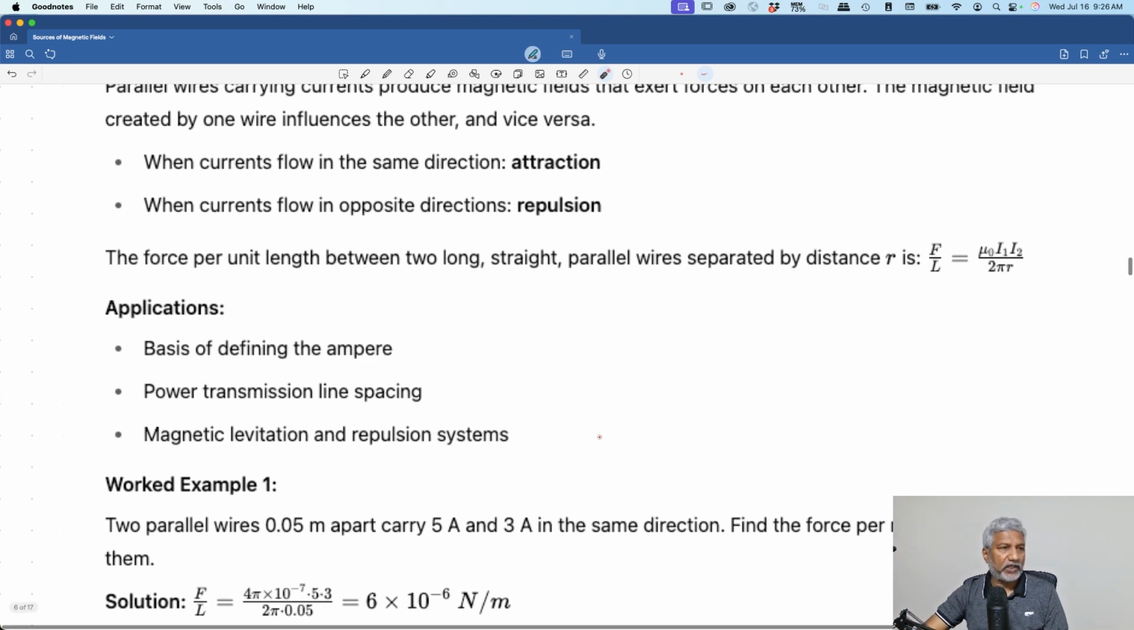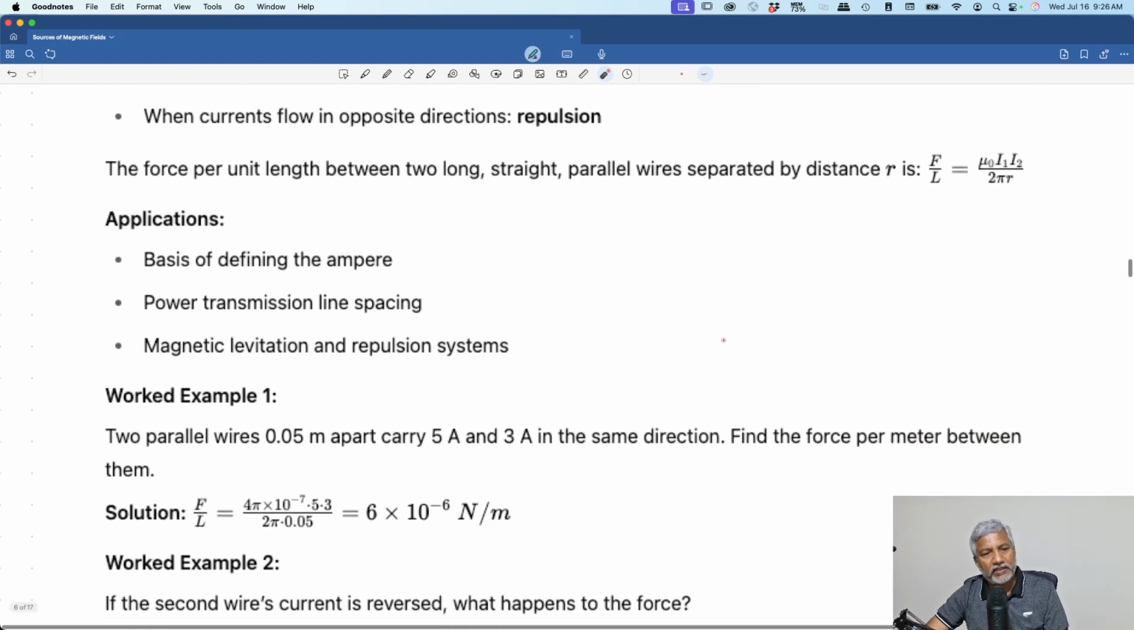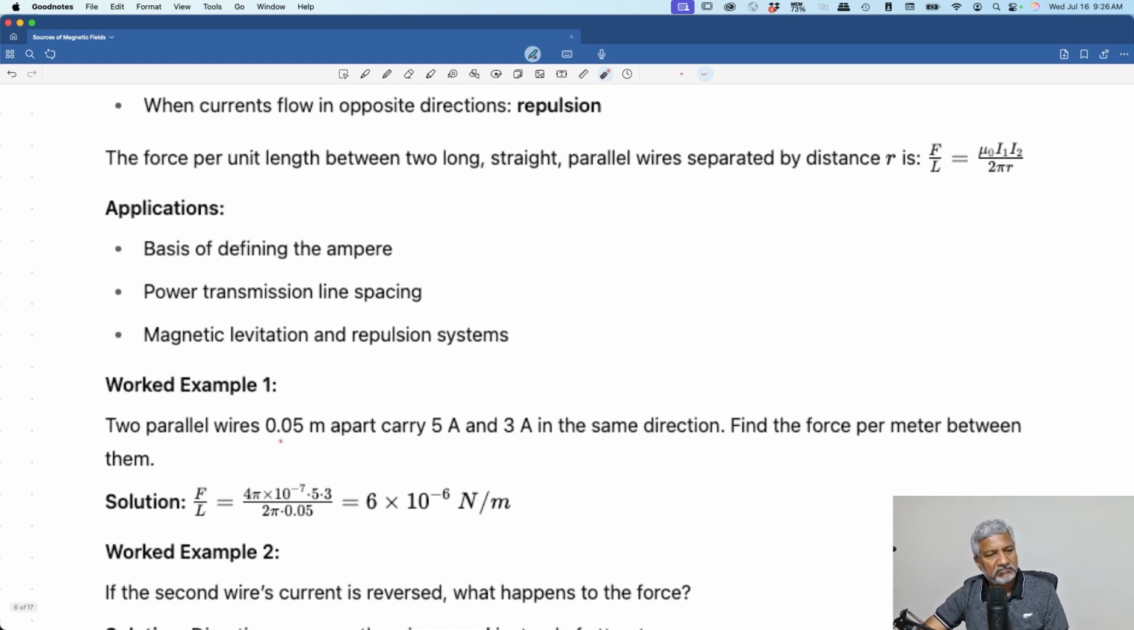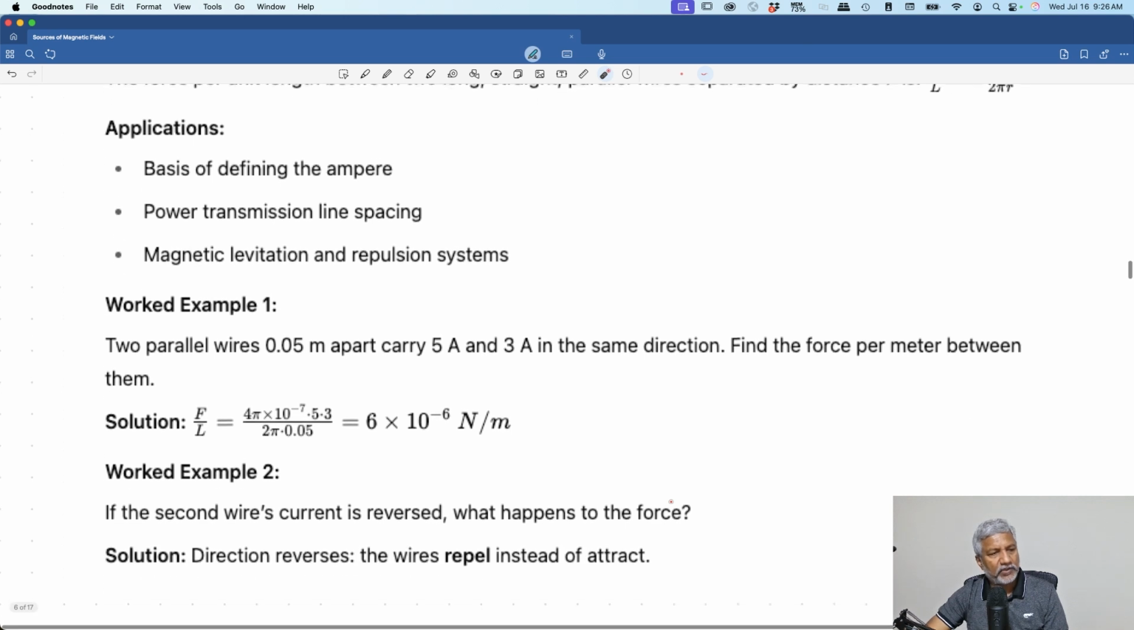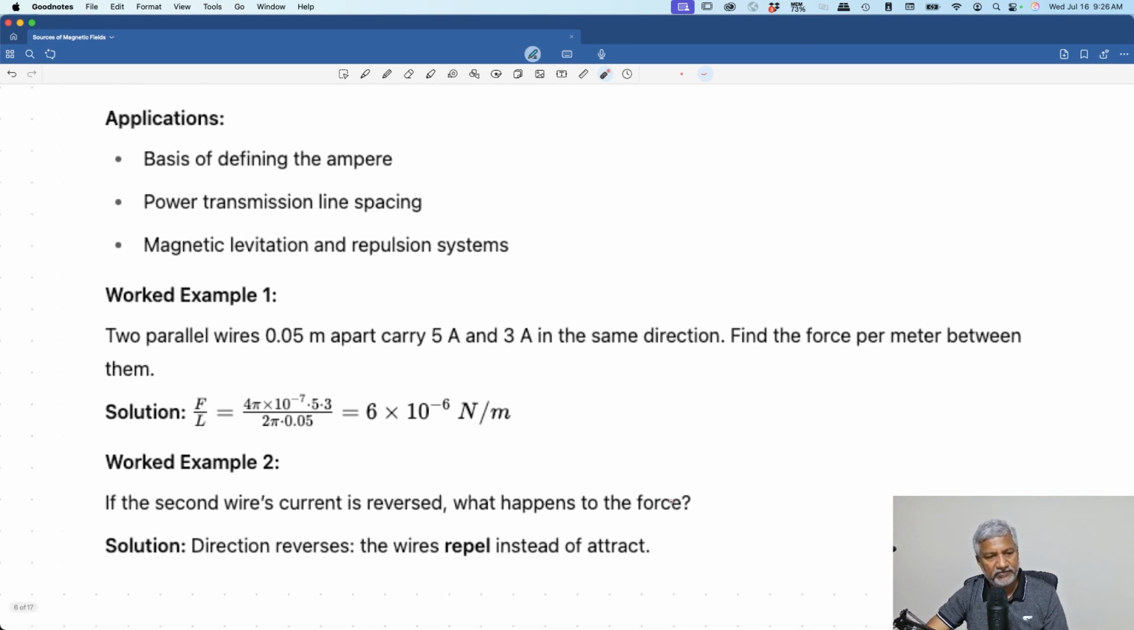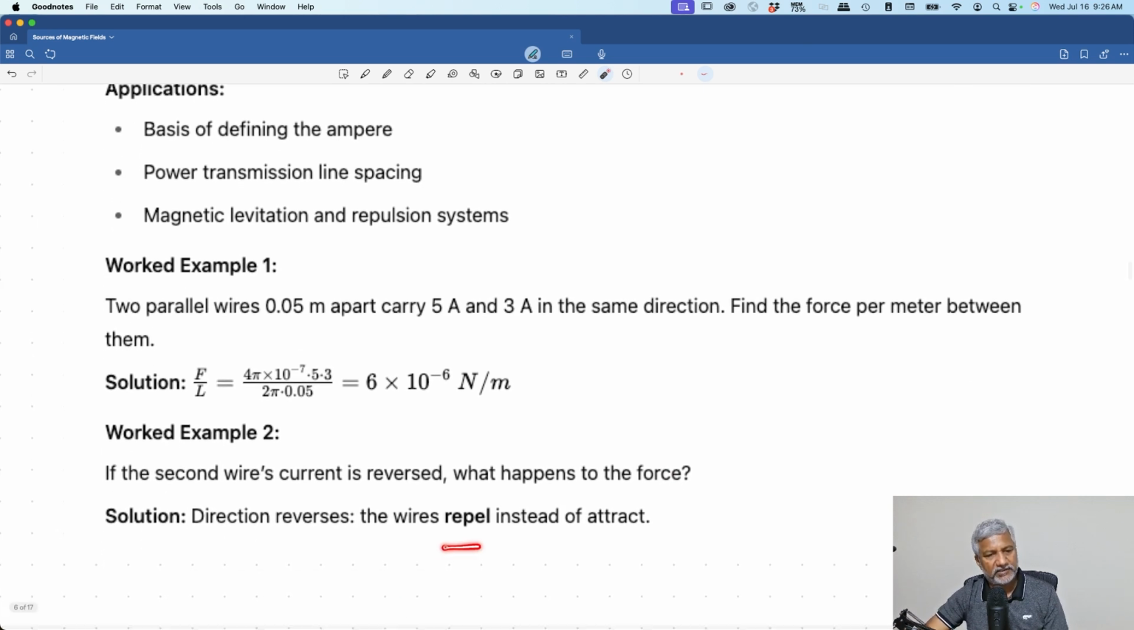So here's another thing. When currents flow in the same direction, it's going to be attraction. When currents flow in opposite directions, it is repulsion. And then a simple question worked out where you're given the distance and the currents. I say same direction, so it should be attraction. Find the force per meter. Plugging all those numbers, you would get the answer. And then the second part is, what happens if the second wire's current is reversed? Well, then it becomes a repulsive force.